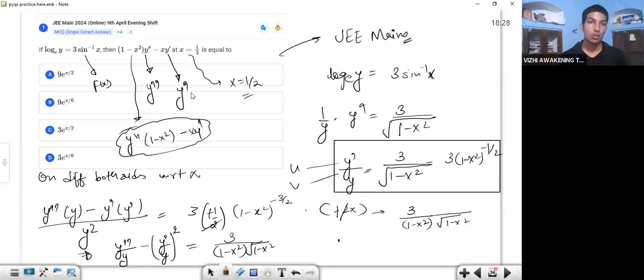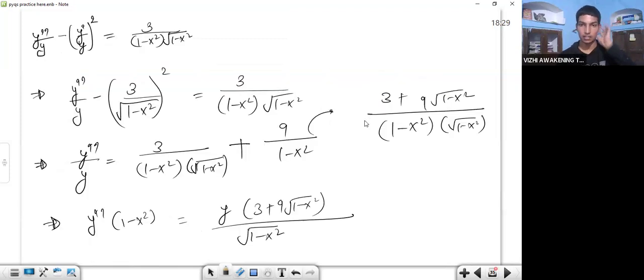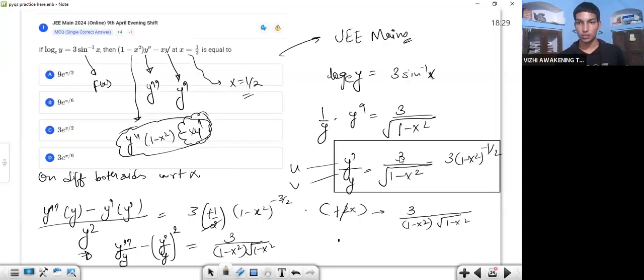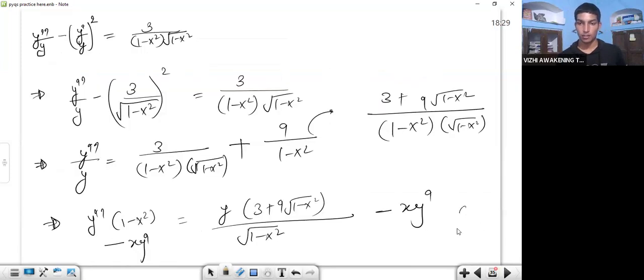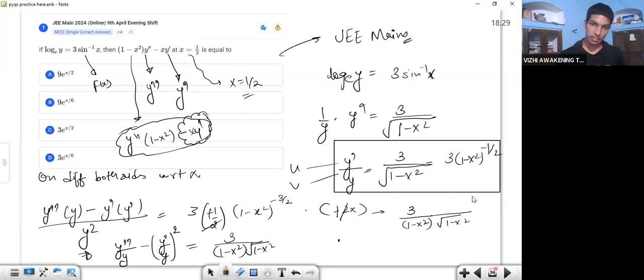So let's now also subtract x y dash on both sides. So x y dash minus x y dash. Now what is y dash? Y dash is 3y upon square root of 1 minus x square. So y dash is what? 3y upon square root of 1 minus x square.